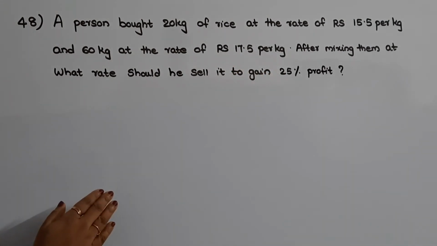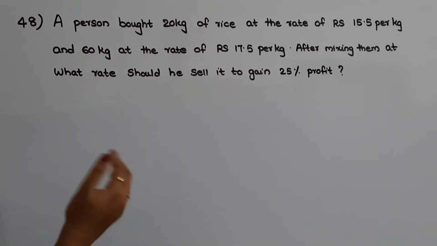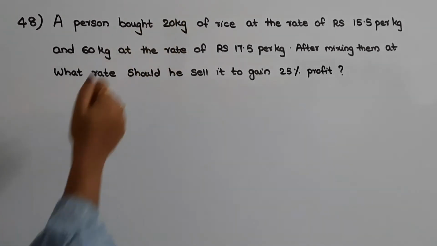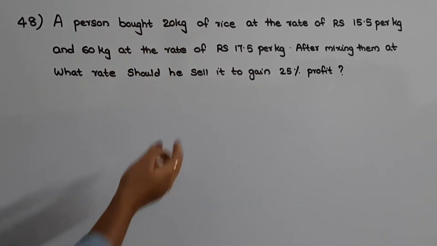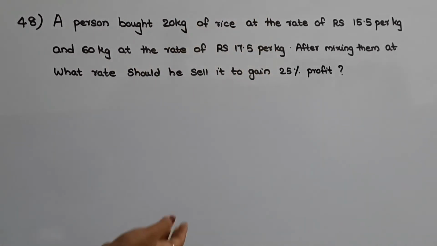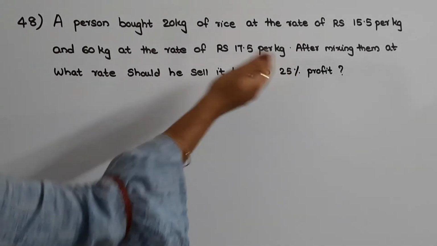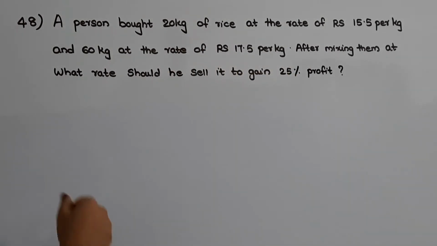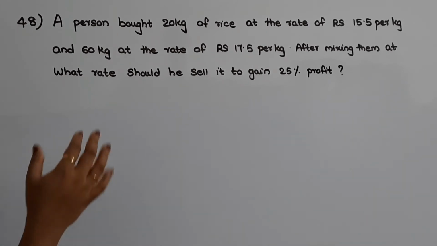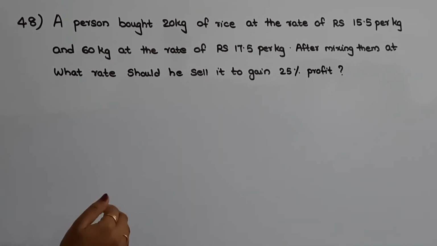So in this question, they are telling that a person bought two types of rice of different quantity. Okay, then they have also given the cost price of both the types of rice. After mixing them, he sold them at a profit of 25%. Okay, so we need to find out the selling price of the mixture. Okay, so this question also we are doing by alligation method.